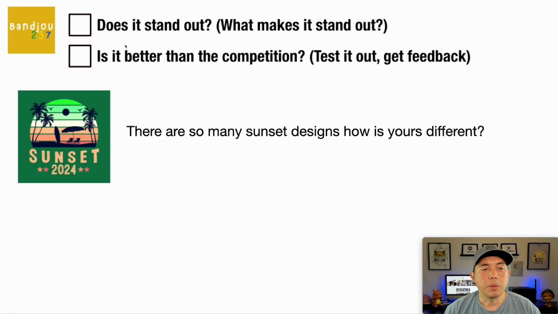Next thing, the checkbox. And again, this checkbox list will be in the description. I'll put it on my downloads page so you can look at it. But some other checkboxes on there were, does it stand out? Is it better than the competition? So there are so many designs about sunset. Again, this is super broad, right? It just says Sunset 2024. How is that different? Why would somebody want to buy that, right? You've got to think about that.